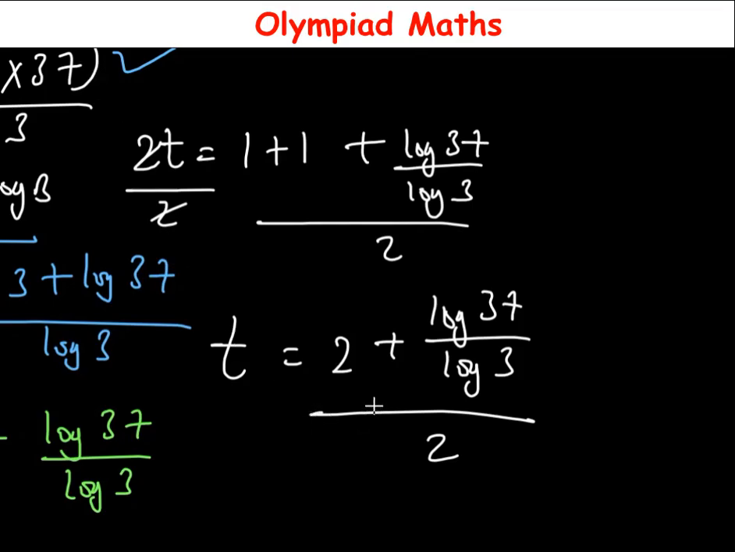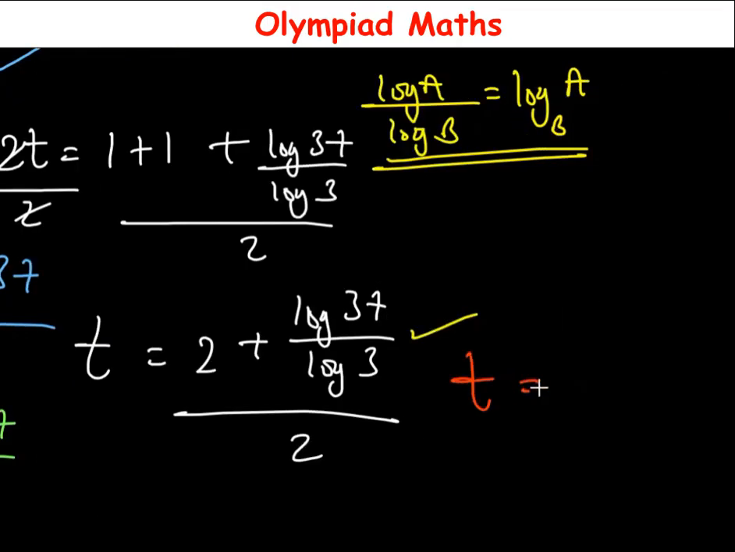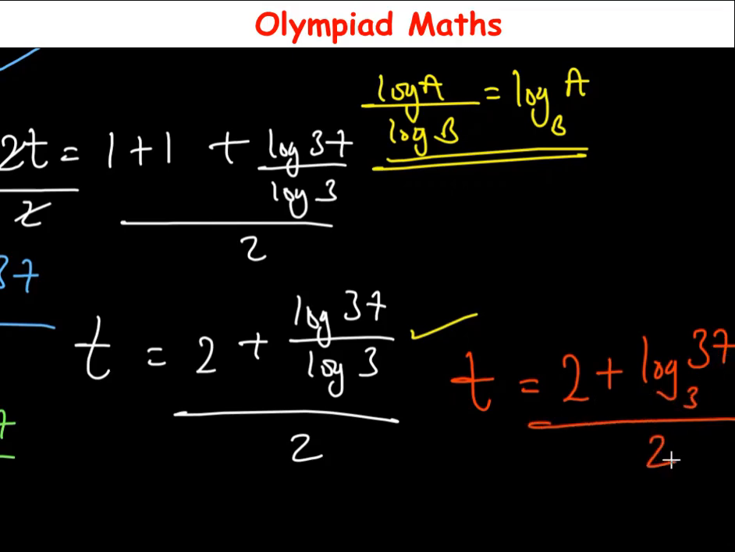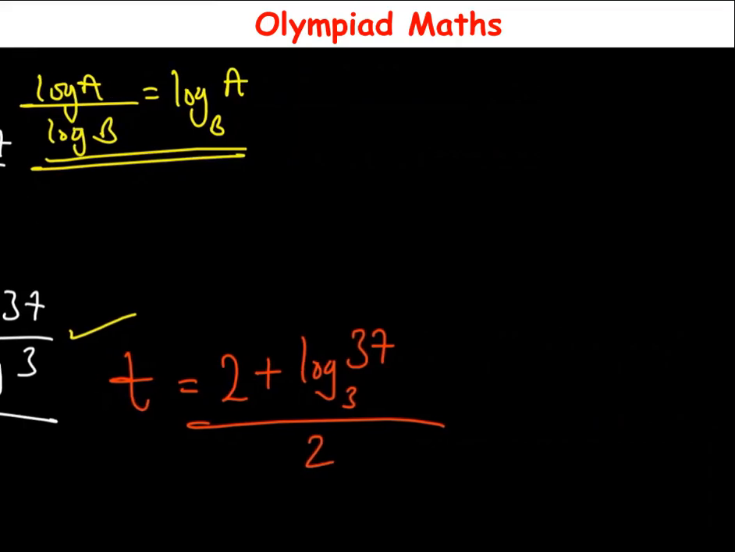At this junction, we are going to apply a rule that if you have logarithm of a over log b, this equals logarithm of a base b. So applying this rule right here, the value of t is then equal to 2, then plus, here becomes log 37 base 3, all over 2. From here, we can still simplify the value of t. We can split the denominator, so 2 over 2, then plus log 37 base 3 all over 2.